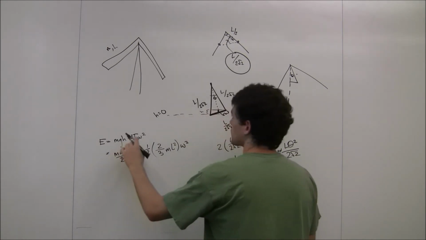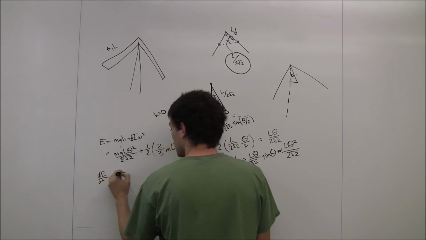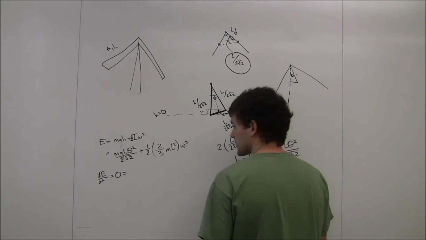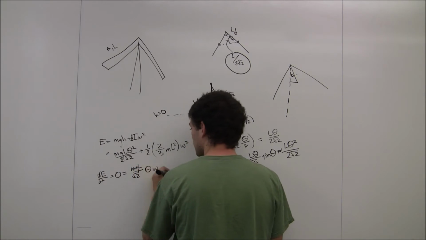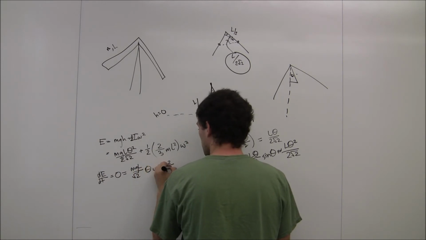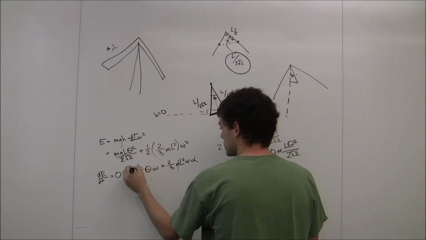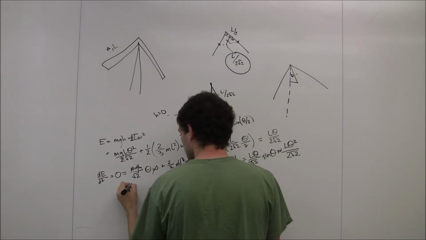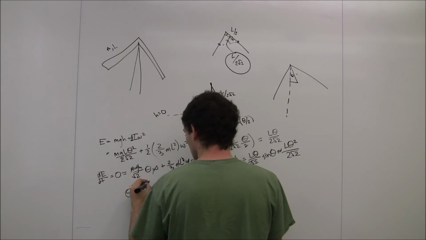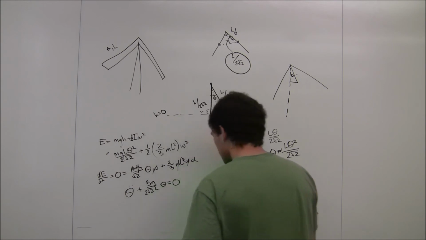We know that energy is conserved since only gravity is acting upon the stick, so dE/dt is equal to 0. And then we can differentiate these terms with respect to t. We get mgL over root 2 times theta times omega plus 2/3 mL squared omega times alpha. We can cancel out the m's, the omegas, and 1 factor of L, and we end up getting theta double dot plus 3g over 2 root 2 L times theta is equal to 0.